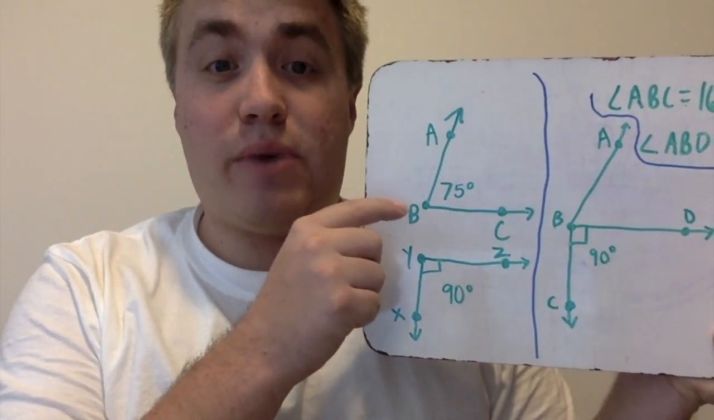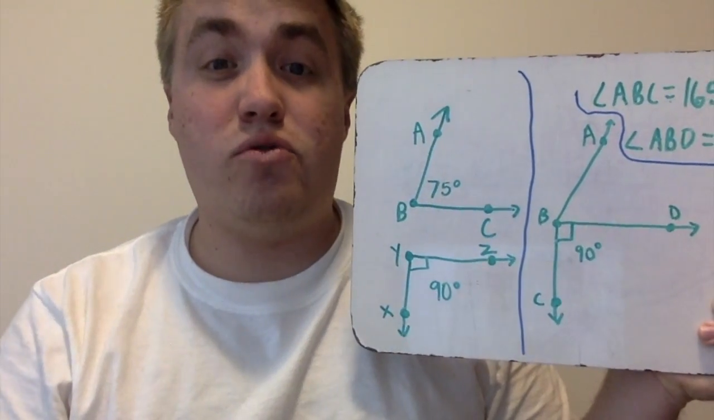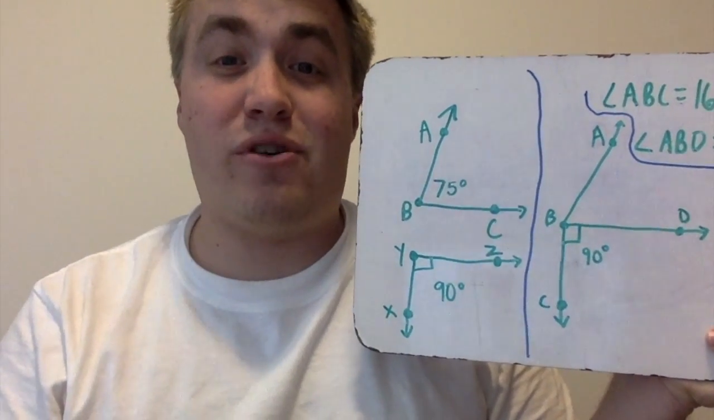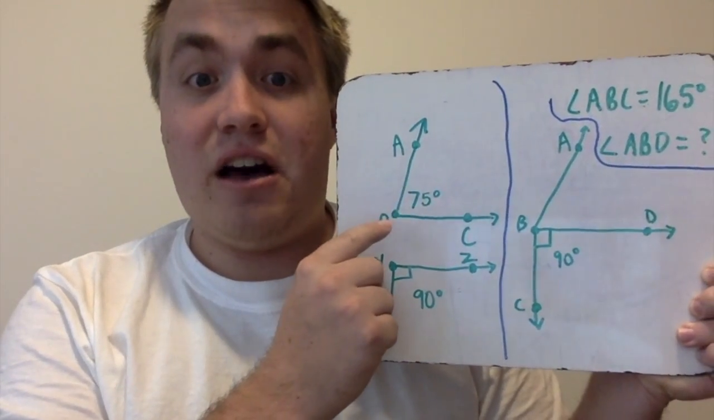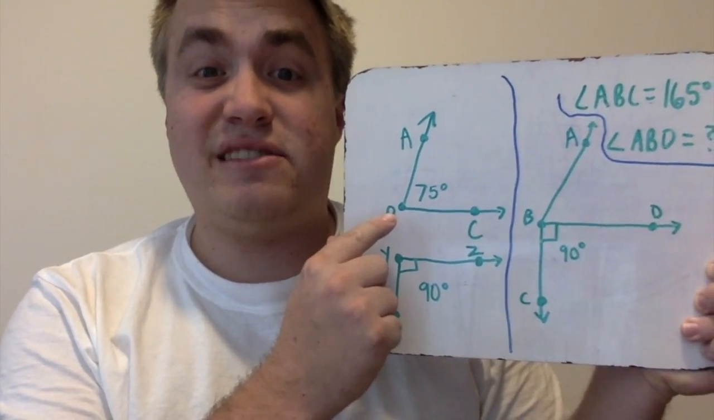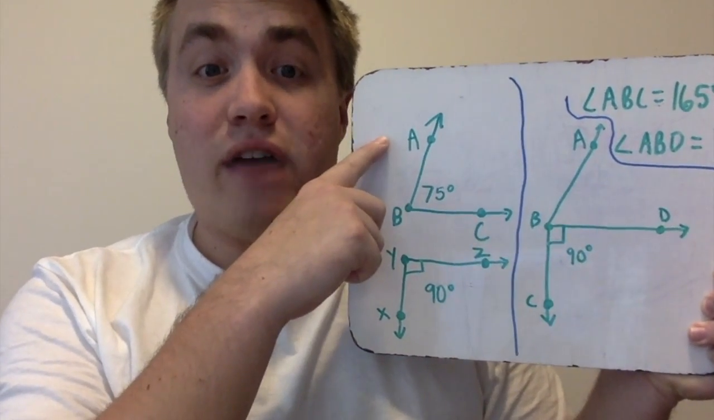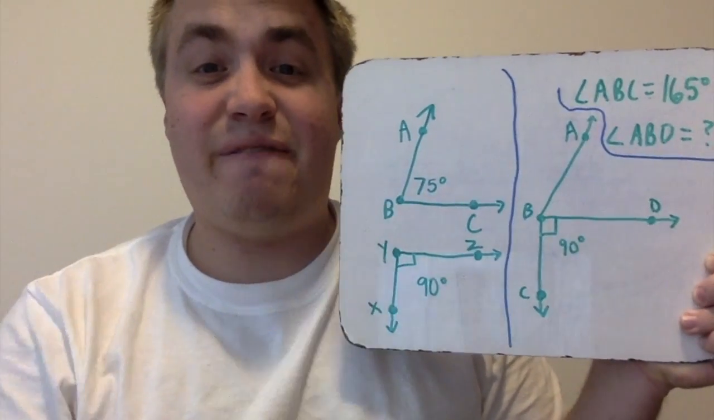Remember, a ray is where we have an endpoint and another point, but then it continues to go on through. We have an arrow saying that it's going to go on forever and ever, just like a sun ray would. Well, we have one ray connected with another ray. Remember, where they are both connected is called our vertex. This I would call angle ABC, and this angle is 75 degrees.